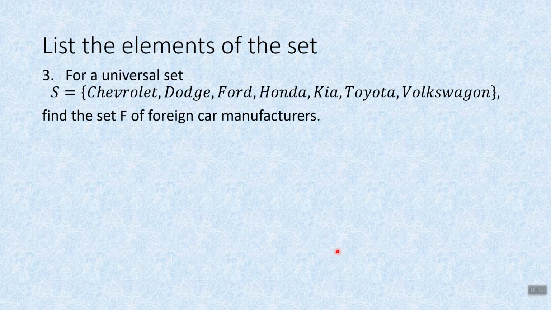For a universal set S consisting of Chevrolet, Dodge, Ford, Honda, Kia, Toyota, and Volkswagen, we want to find the set F of foreign car manufacturers. And we're going with corporate headquarters being foreign to the United States. All right. So Chevrolet, Dodge, and Ford are all American owned. Honda, Kia, Toyota, and Volkswagen, VW, are the foreign car manufacturers. That's it. Don't overthink it.